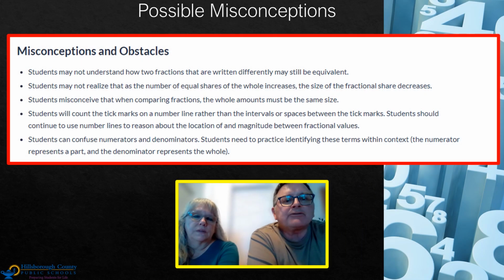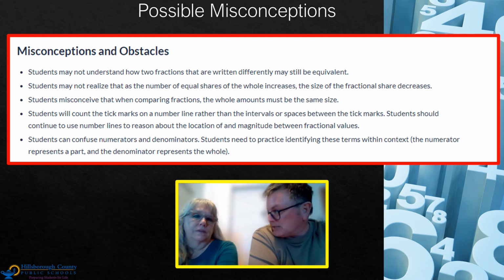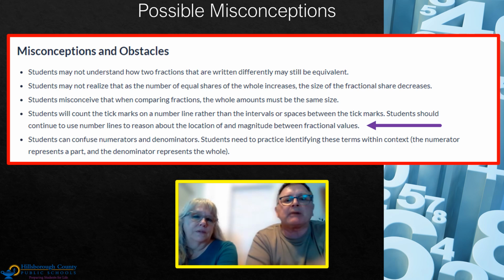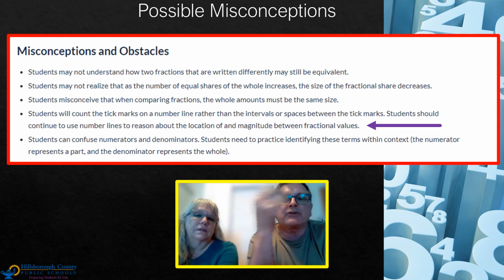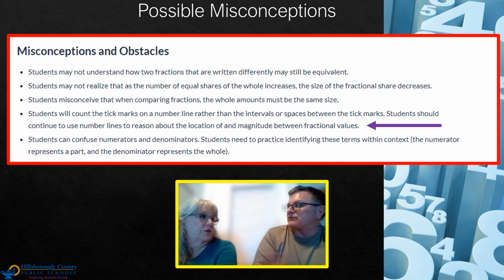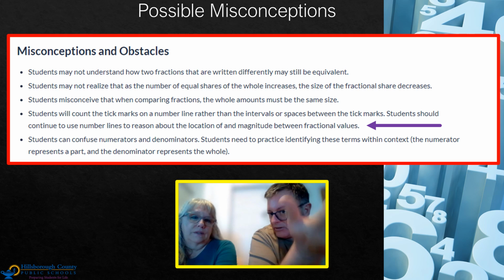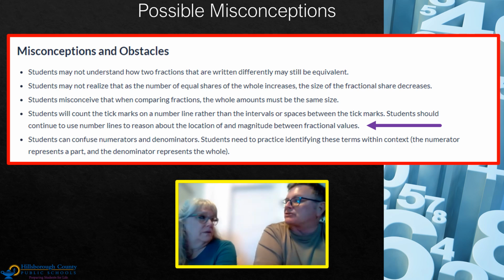So here we have 5 of the big misconceptions when we think about equivalent fractions. Certainly, we've talked about the one about the number line and counting the tick marks versus the intervals. And we also mentioned that 5th one there about understanding what the numerator and denominator represent. And number lines help to understand that.